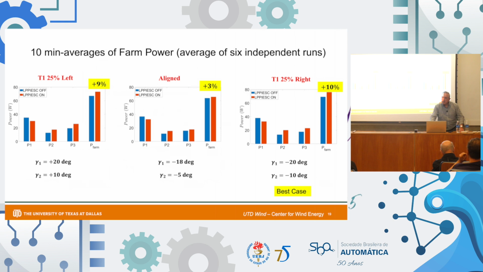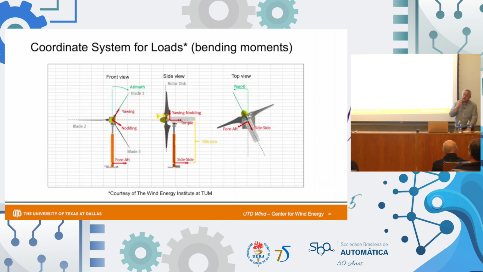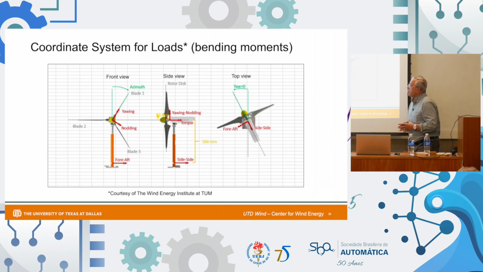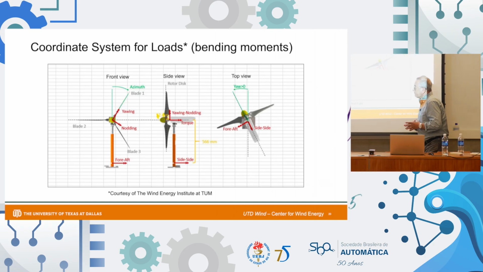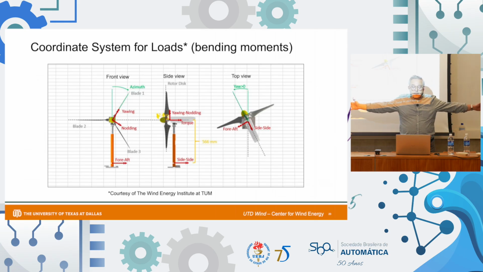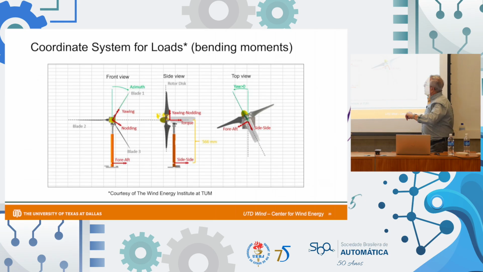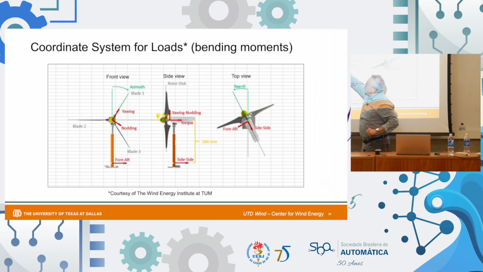How much time do I have? Hey, we're on time. Okay, so this is the other thing that is important, loads. So what loads do we care about? We care about the machine doing this. It's called nodding or tilting. We care about the machine doing this. That's yawing. That's on the rotor. So nodding and yawing.